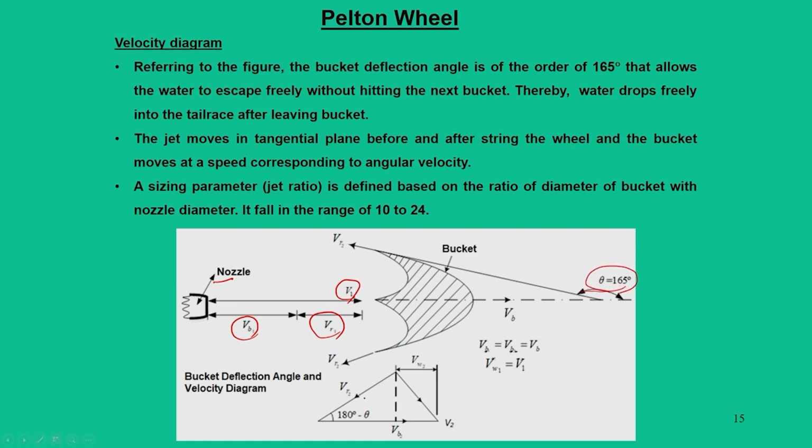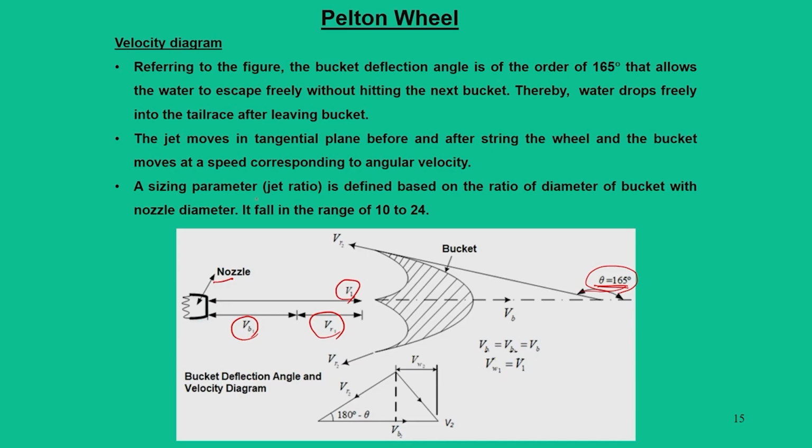The main reason for keeping this deflection is that when the water exits from this bucket, it should not interact with the main stream. That is the reason VR2 and V1 should not interact with each other. For that reason these angles are designed, and the optimum angle has been fixed at 165 degrees. That deflection ensures maximum power, subject to no interaction of inlet and outlet water jets.